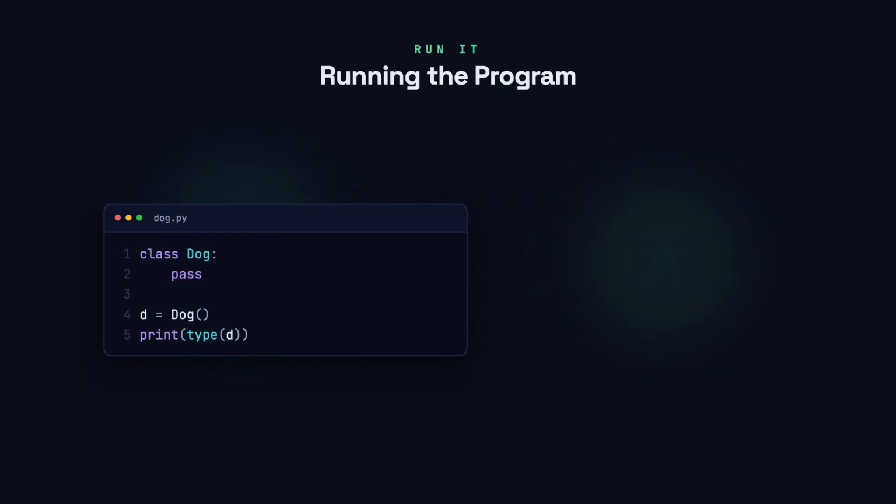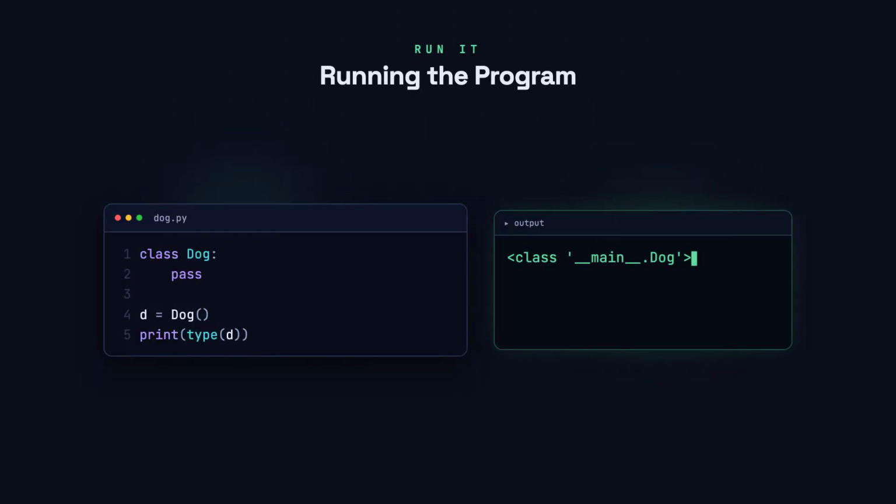When we run this, Python prints the type of d. It says class, then __main__.Dog. Main just means the class lives in the file we are running right now.